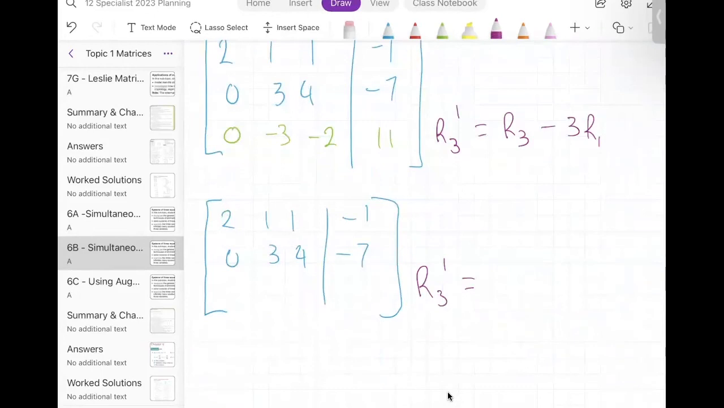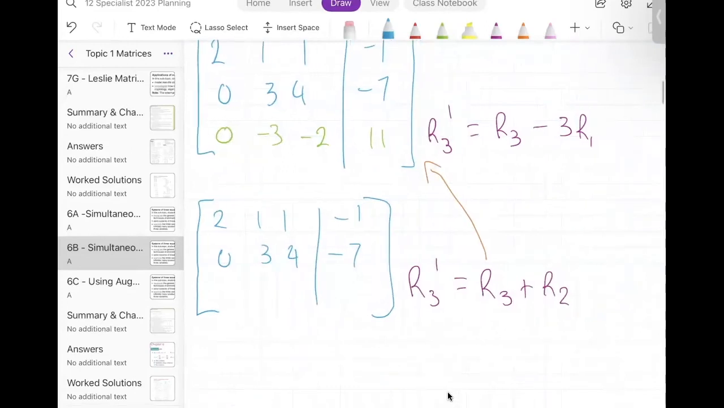Okay, so my new row 3 is going to be equal to row 3 plus row 2. Now, just note my row 3 is referring to the row 3 I found up here. So if I go ahead and do that, that's going to be 0 plus 0, which is, let's do green again, 0. Minus 3 plus 3 is also going to give 0. Minus 2 plus 4 is going to give 2. And 11 minus 7 is going to give 4.